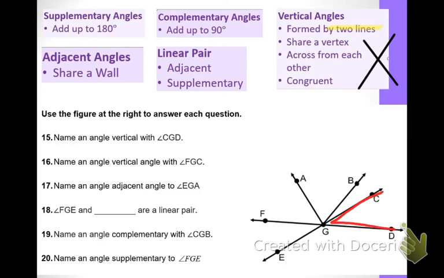CGD. A way to see it is vertical angles are formed by 2 lines. So that means each of these rays that form the angle should be on the straight line that form the vertical angles. So CGD, what is it going to be vertical with? FGE. Good.